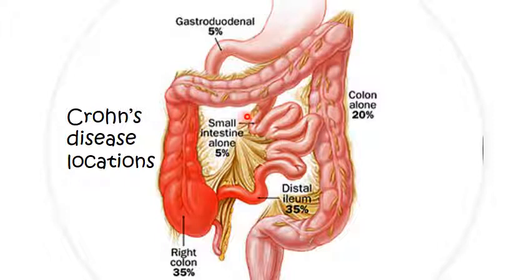So these are the locations where Crohn's disease occurs, with the frequency of its occurrence mentioned. Most frequently it occurs in the distal ileum. Then next is the right colon. So the ileocecal junction is like the favorite spot for Crohn's disease to occur. It can also occur in the small intestine alone, 5%, the gastroduodenal junction, 5%, and the colon alone in also a big percentage.